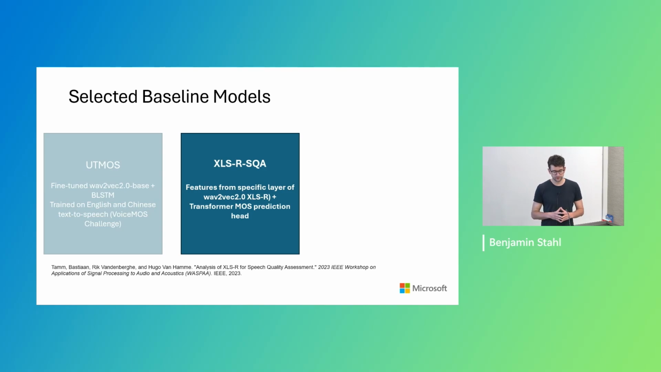And finally, a very recent approach is XLSR-SQA. The authors of this work did a grid search on different intermediate outputs of wav2vec XLSR. XLSR is just a very big wav2vec2 model trained on huge amounts of speech data. And then they use a transformer MOS prediction head to predict MOS. This has been trained on the conferencing speech data and was actually the winner of the conferencing speech challenge.